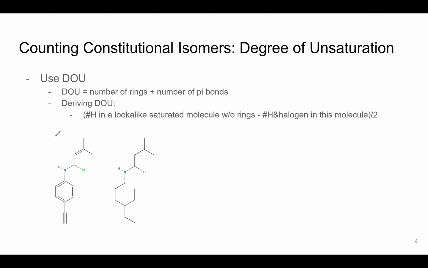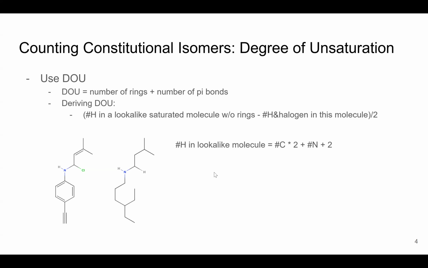While we don't usually call rings unsaturated, we are going to use the degree of unsaturation to account for them, because their effect upon the formula of the molecule is the same as a double bond or a triple bond would have, which is to decrease the number of hydrogens in the molecule.